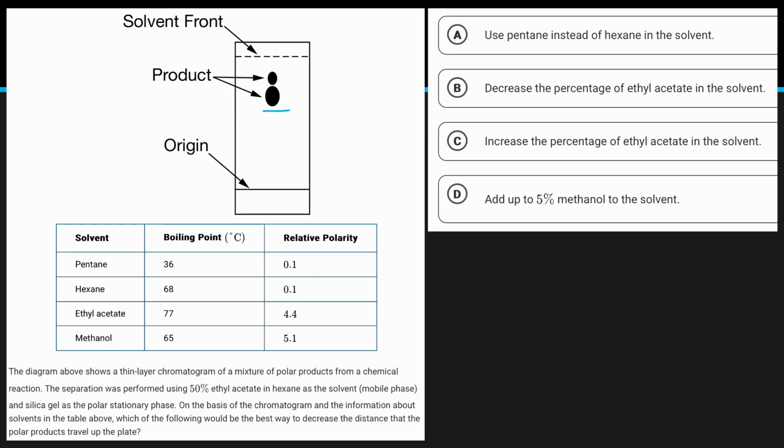So A says use pentane instead of hexane. Well, pentane and hexane are both non-polar solvents, and we still have our 50% ethyl acetate, so that doesn't actually solve the problem. B says decrease the percentage of ethyl acetate in the solvent. I think that would be a great option because by decreasing the ethyl acetate, we would make the solvent less polar. And by making it less polar, our product is more likely to stick to the polar silica. So B would be our answer for this question.